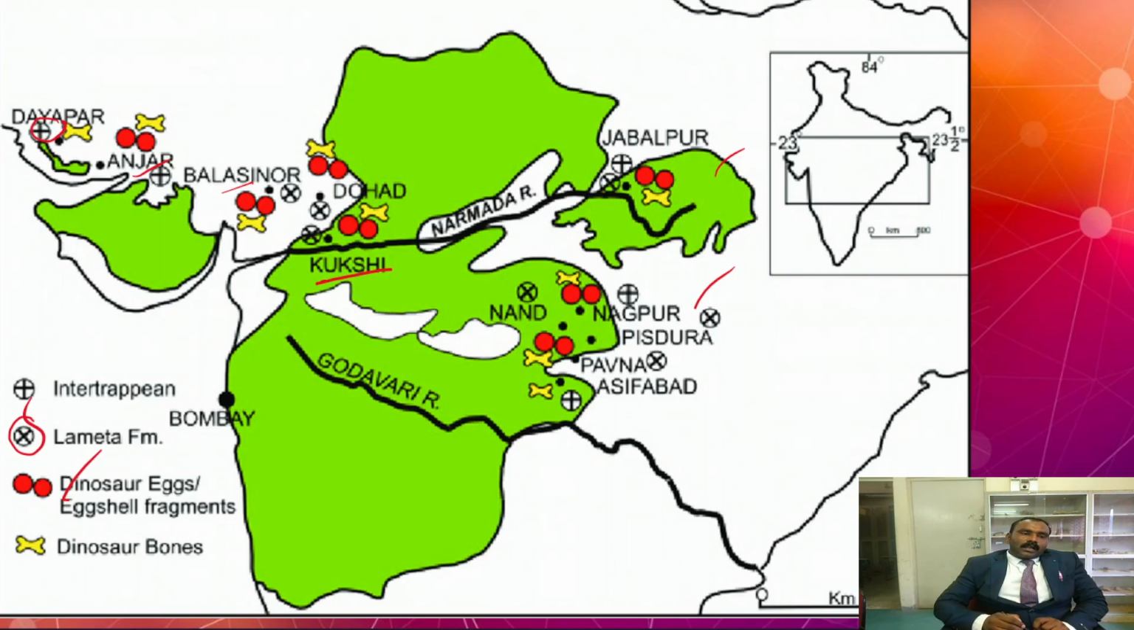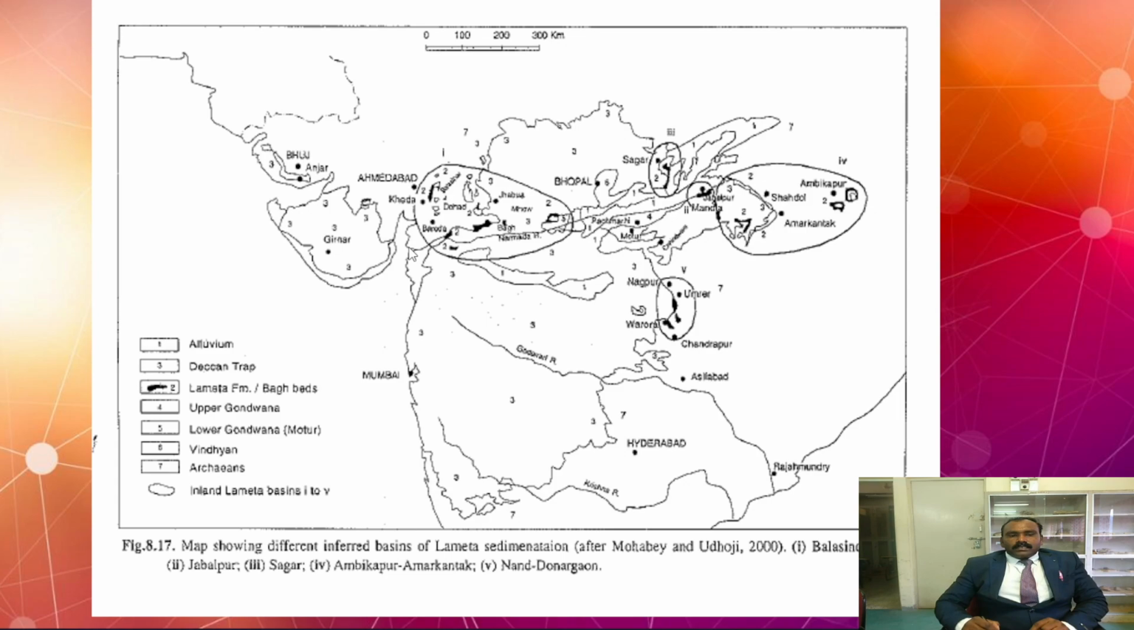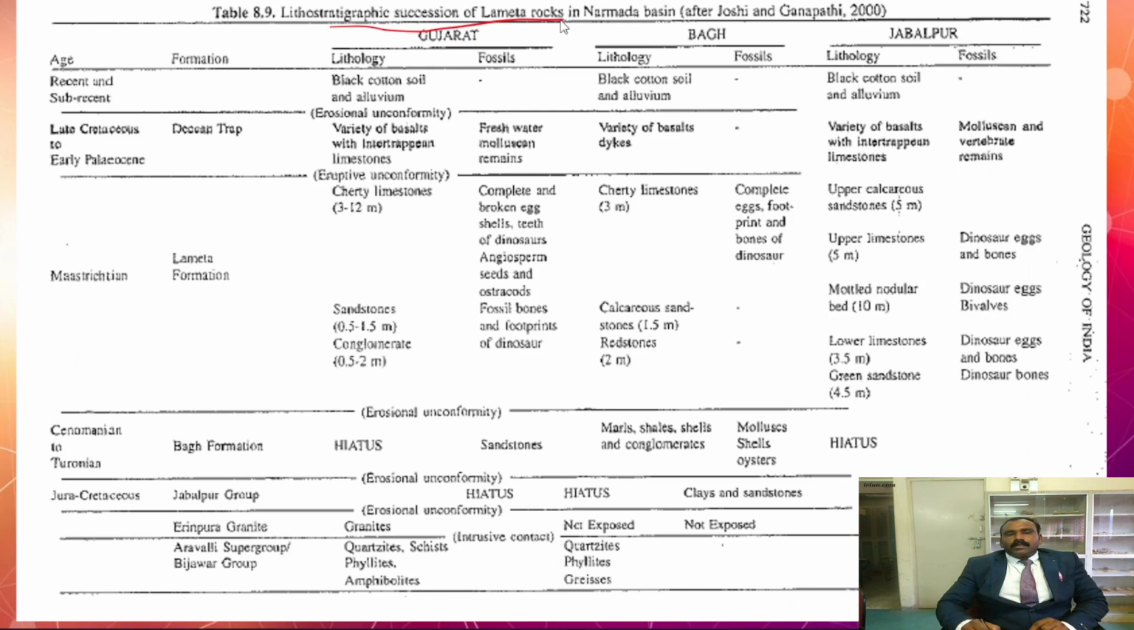This map shows the different kinds of inferred basins of the Lameta sediments, particularly in Gujarat, in MP, and in other portions of the Indian subcontinent. This is the lithostratigraphic succession of the Lameta rocks of the Narmada basin, and those formations are exposed in Gujarat, in Bagh, and in the Jabalpur region, where we may have different kinds of organic remains, particularly microfossils as well as dinosaurian eggshells.